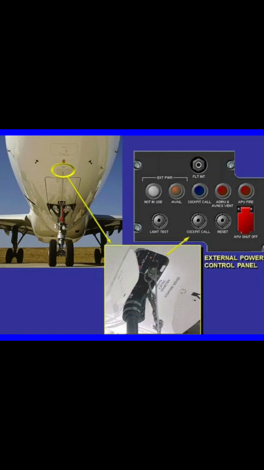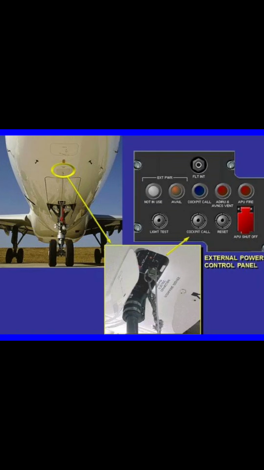Then there is the flight interphone for communication between the cockpit and the ground mechanic. The blue light comes on when the cockpit calls the ground mechanic for any requirement. So from the cockpit you can call using this blue indication. ADIRS, avionics vent and ELT we will discuss at the end.